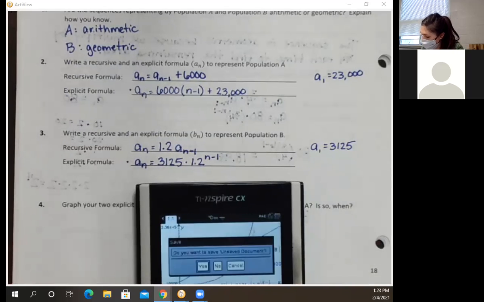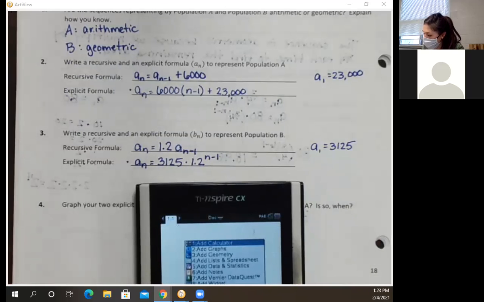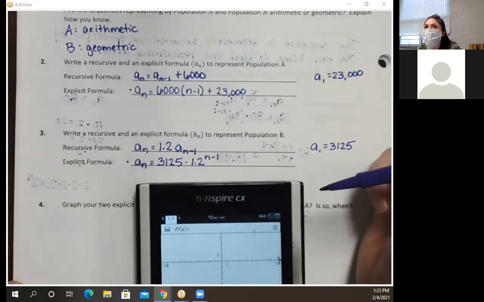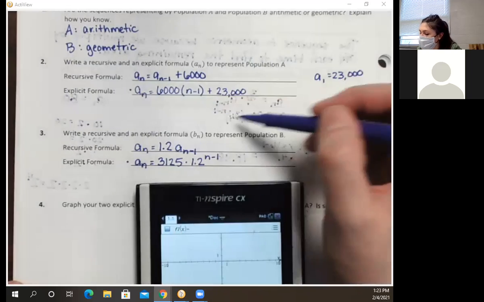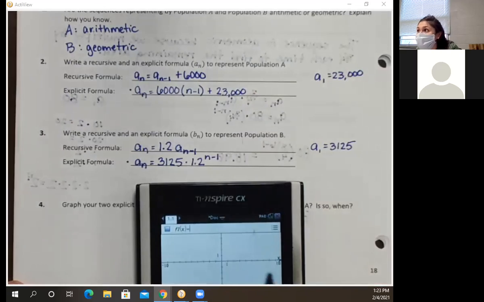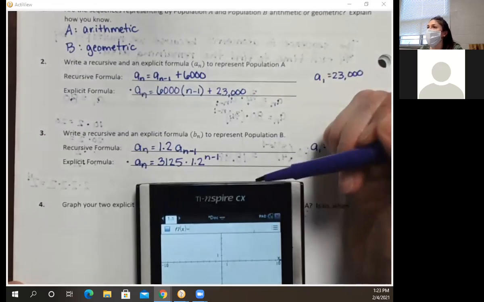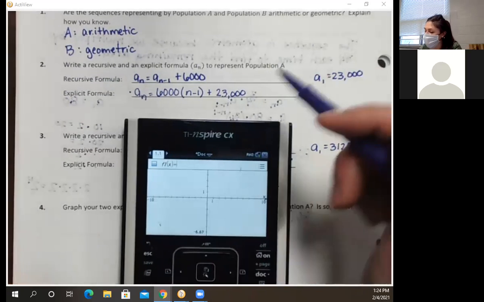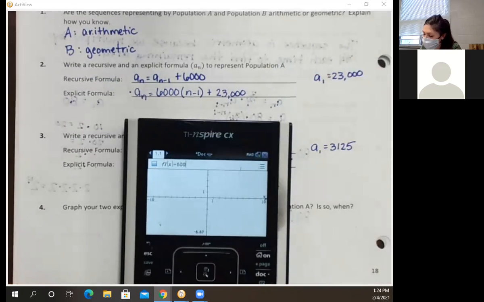So I'm going to go ahead and on my calculator, make a graph, and I'm going to graph each of my explicit formulas. So I'm going to type them in as they appear on my page, as I have written them, except instead of n, I'm going to use x when I type them in my calculator. So for my first explicit function, this is 6,000 times x minus 1 plus 23,000.